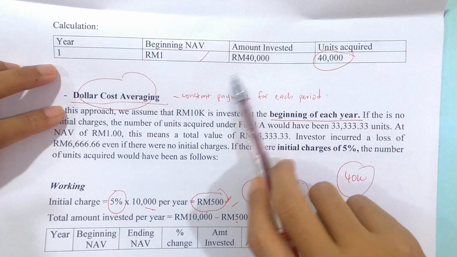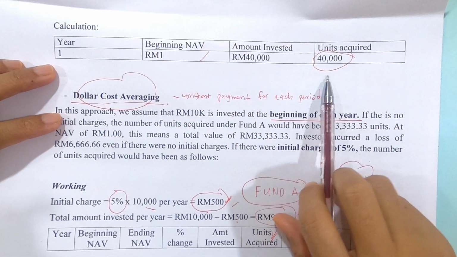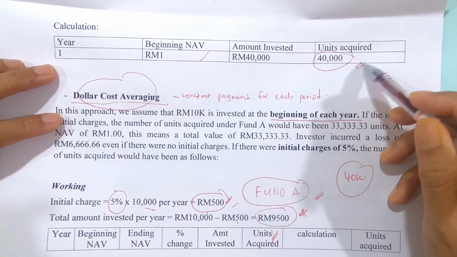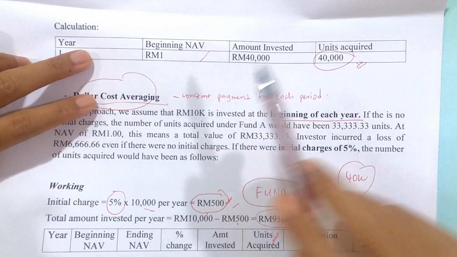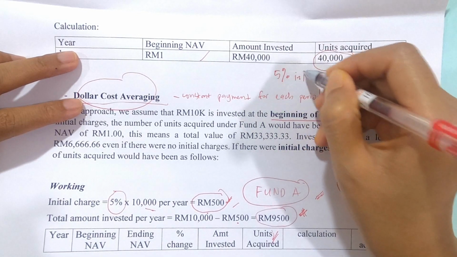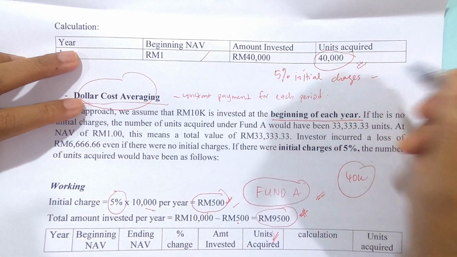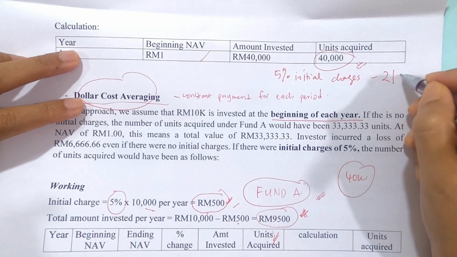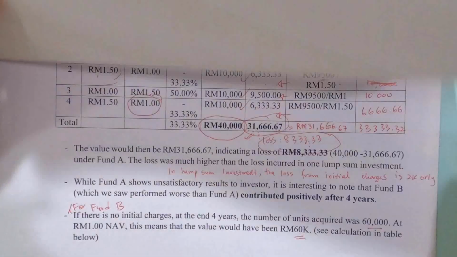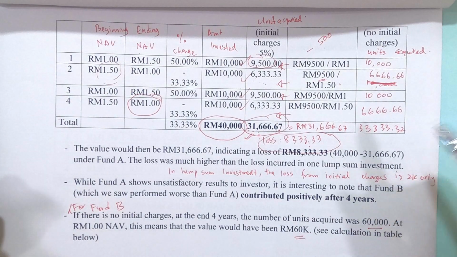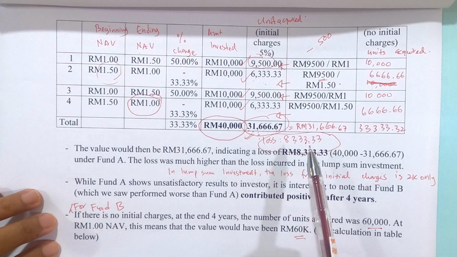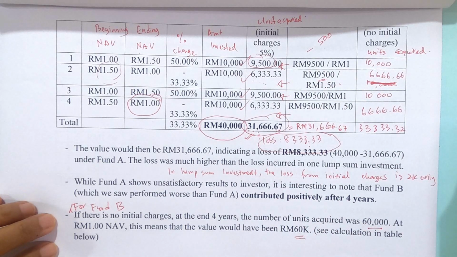Because if we pay using a lump sum, that is 40,000 in one lump sum investment, the units acquired is 40,000 at the beginning NAV of 1 ringgit. Then if there is a 5% initial charge, our investment will be reduced by just 2,000, because 5% times 40,000 is just 2,000. But if we look at this Fund A, we are making a loss of up to 8,000 if there is an initial charge of 5%.